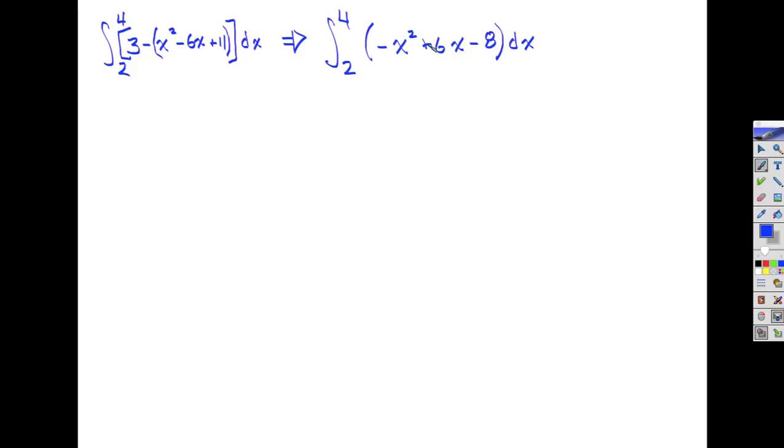Okay, perfect. So now we're going to take the integral of each of these terms individually because they are all by themselves. So this is now going to turn into the integral between 2 and 4 of negative x squared dx. We're going to add that to the integral between 2 and 4 of 6x dx. And finally, I can just subtract the integral between 2 and 4 of 8 dx.